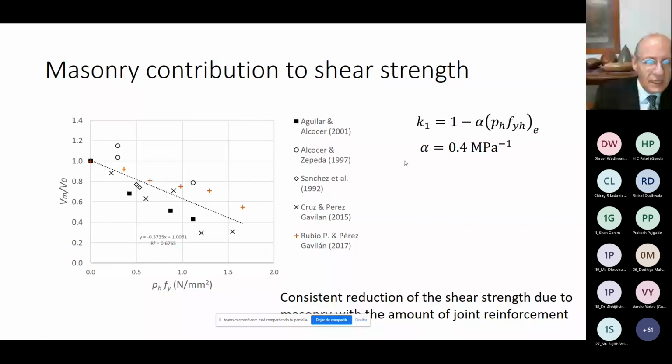We also calculated the shear capacity due to the masonry and included some other studies done in the past. And we found that the contribution of the masonry consistently reduces with the amount of reinforcement. So if you add more reinforcement, the masonry actually gets more damaged, and the contribution to the lateral strength can be thought to be less. But as I just mentioned, the only one responsible for the shear capacity of the wall is the masonry.